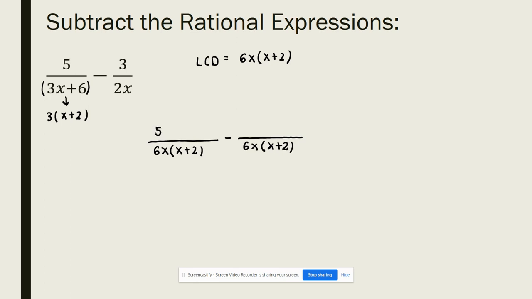But remember, it can't just stay 5 and 3 as my numerator. What I multiplied the bottom by has to get multiplied by the top. So once again, originally my denominator is 3 times x plus 2. So what's different? Well, it's a 6x times x plus 2. We essentially multiplied the first denominator by a 2x. So that means I have to multiply the top by 2x.